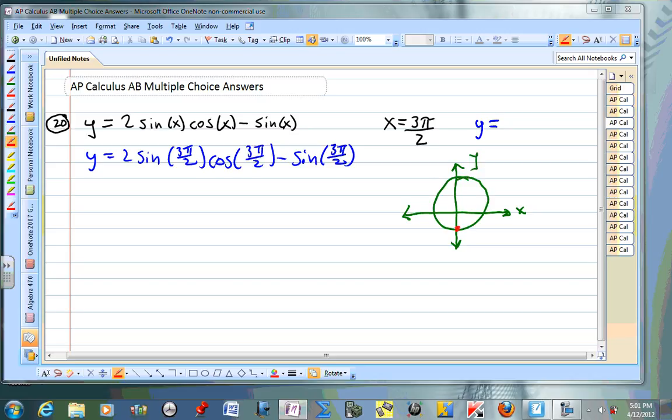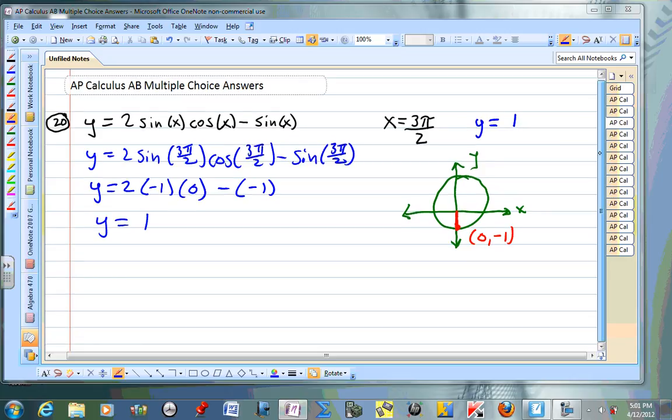Three pi over 2 is right down here, and the coordinates are 0, -1. Well, remember that the sine corresponds to the y value, and the cosine of theta corresponds to the x value at the point on the unit circle. So we get y equals 2 times the sine of 3 pi over 2, which is -1, times the cosine of 3 pi over 2, which is 0, minus the sine of 3 pi over 2, which is -1. So we can see that y is going to equal 1. When x is 3 pi over 2, y equals 1. You got 0 minus -1, giving us positive 1.